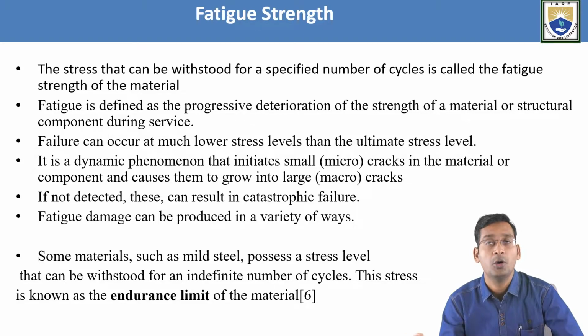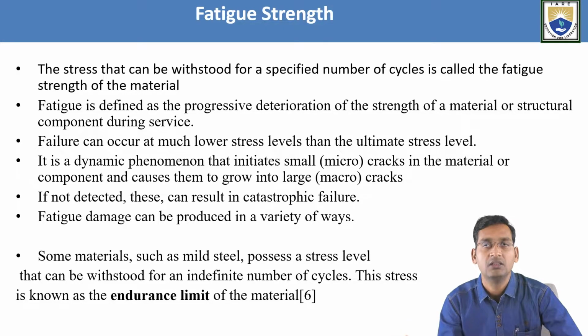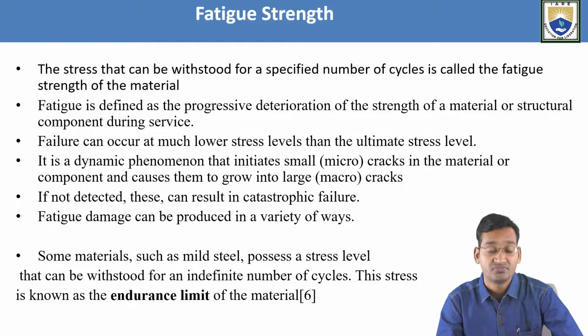So we can define it like that: progressive deterioration of the strength. When we start bending or force is applied, deterioration starts. So the progressive deterioration of the strength of material or structural components, when progressive deterioration is there, then we can say that is the fatigue. Failure can occur at much lower stress level also, or at higher stress level also, depending upon the fatigue strength of the material. So failure can occur at much lower stress levels than the ultimate stress level. It's not necessary that once the ultimate stress level is reached, then only it can deteriorate or break.